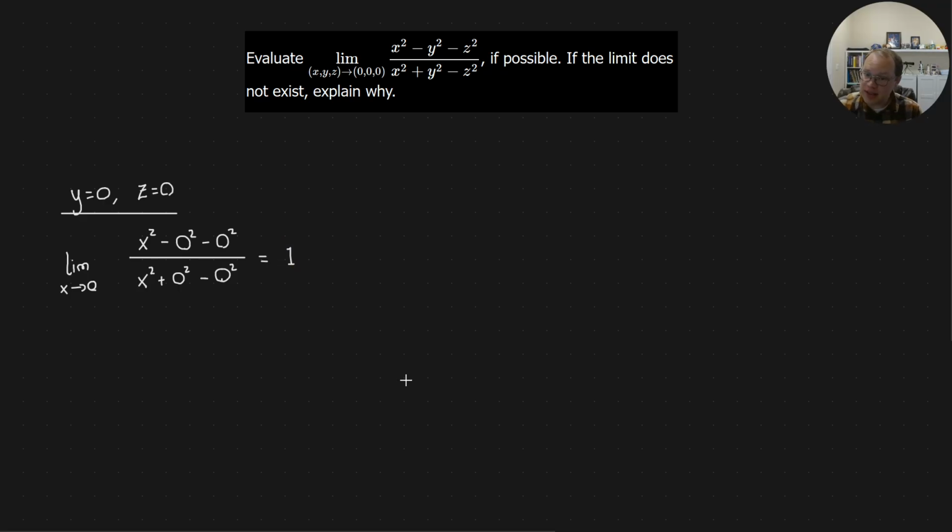So I can show that it doesn't exist by just finding one more path where the limit is not equal to 1. If there exists one path out there, any path where the limit isn't 1, then the full limit does not exist. Okay? So I've set y equal to 0 and z equals 0. What happens if I now let the y change? What happens if I let x equal to 0 and z equal to 0?